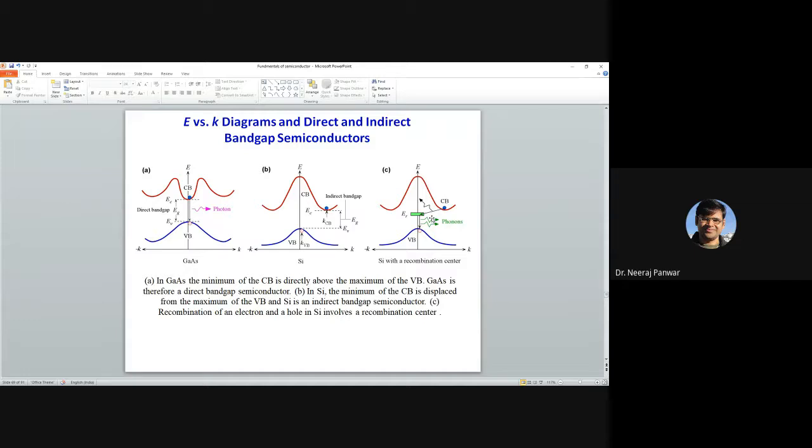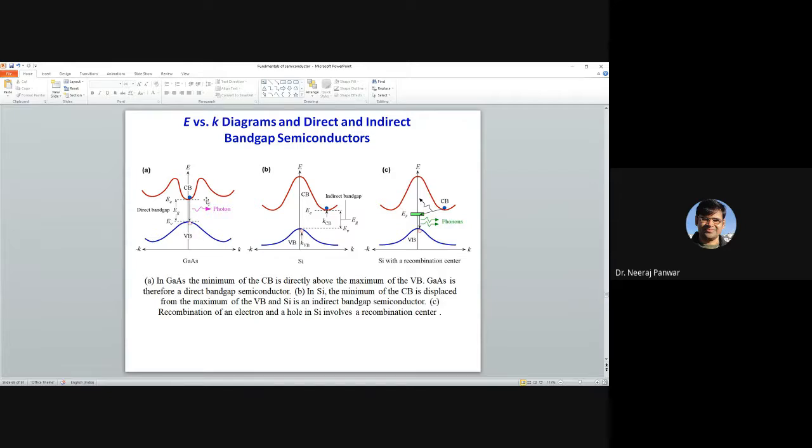Now, because the indirect band semiconductor involves three entities, one is the electron, the other is the impurity level, and the third one is the hole. If you recall from the chemistry practicals, a reaction involving two species is much faster than a reaction which involves three chemicals, let's say. So the direct band process is much faster in comparison to indirect band.